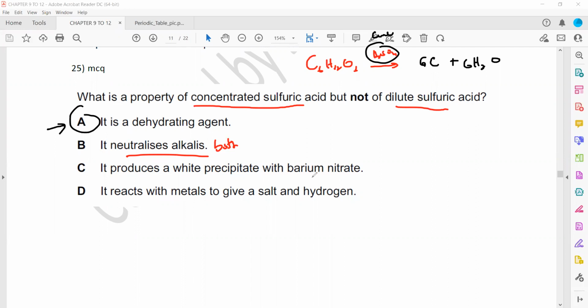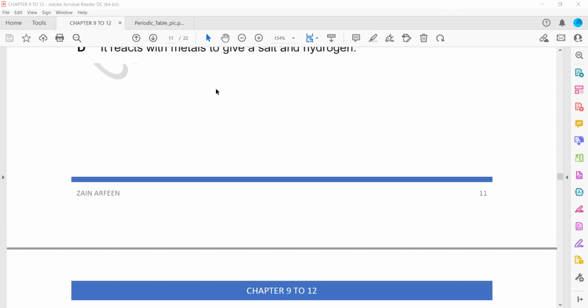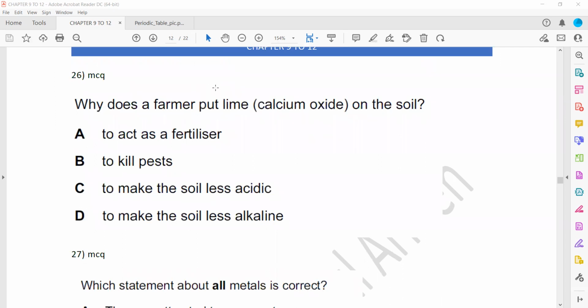It produces a white precipitate with barium nitrate, that's true for both, because both dilute and concentrated sulfuric acid, when they react with barium nitrate, produce barium sulfate, which is a white precipitate. And both dilute and concentrated sulfuric acid can react with metals. As a result, they will give off hydrogen gas. So only A is the property of concentrated sulfuric acid, not of dilute.